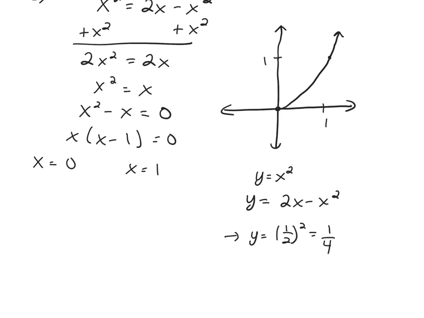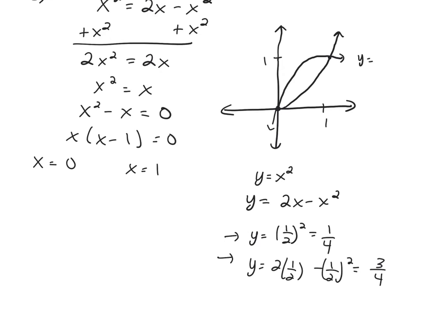And if I plug in 1/2 into the other one, 2 times 1/2 minus 1/2 squared, that's 1 minus 1/4, or 3/4. So it looks like my second function has a bigger y value at 1/2. That means it's going to be on top of the other function. So it'll look something like this. Okay, it's on top. So this one here is y equals 2x minus x squared, and the one on the bottom is y equals x squared.